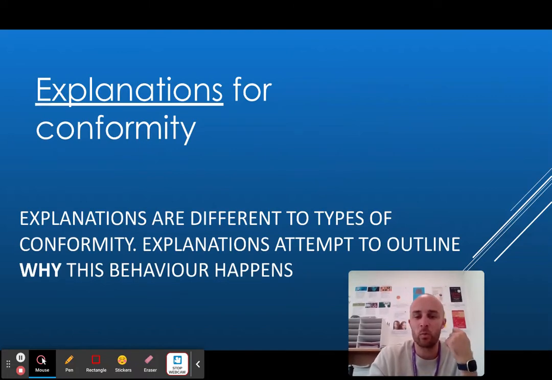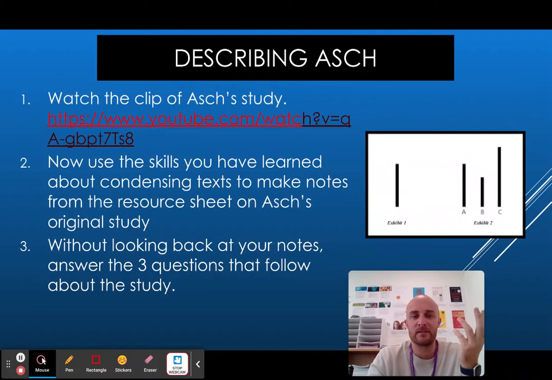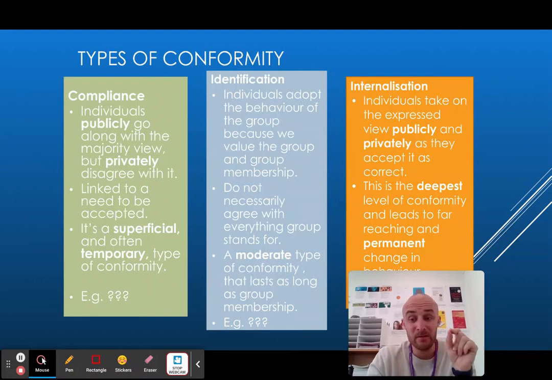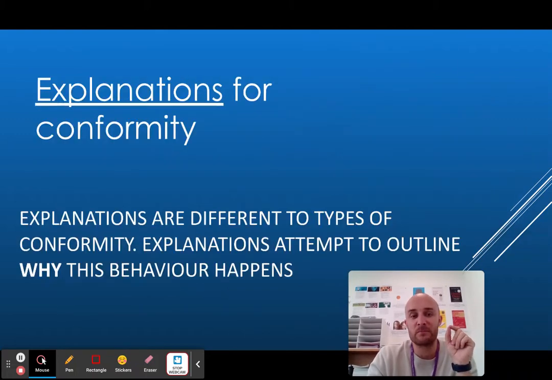We then need to go into why these happen. So there's two explanations you need to know. Now, the only issue I have is students get confused between the types of conformity and the explanations of conformity. You're going to have to revise and make this clear in your revision materials. So these are the two.